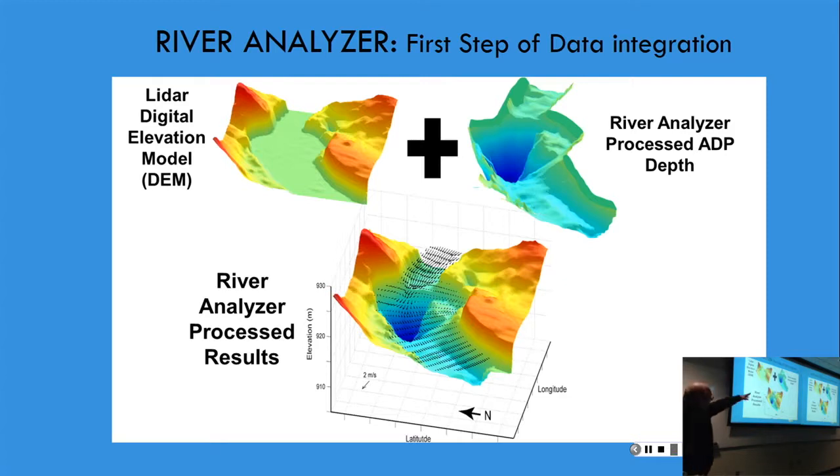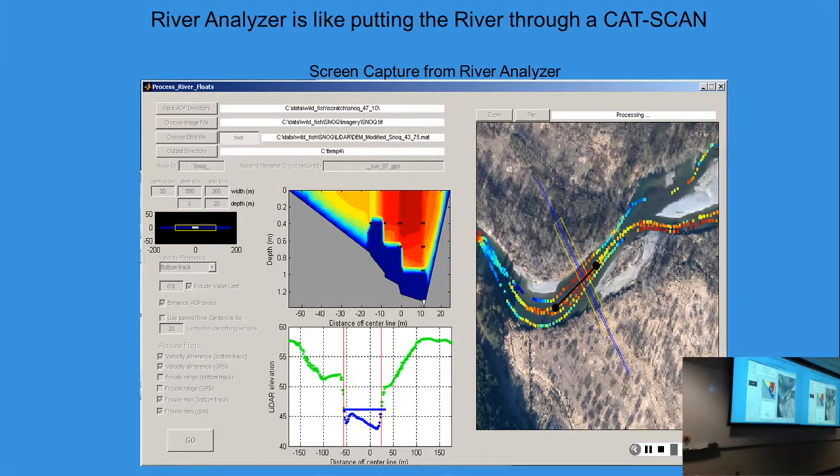Anyway, then we put the bathymetry together, and then add the flow field onto it. This is the idea. Here's a screenshot from River Analyzer. Underneath the imagery that we have here is the LiDAR data. You can see that as a green line here, and then this is a blue line through that data integration window. That's the water surface, and that's the depth, and there's the flow.